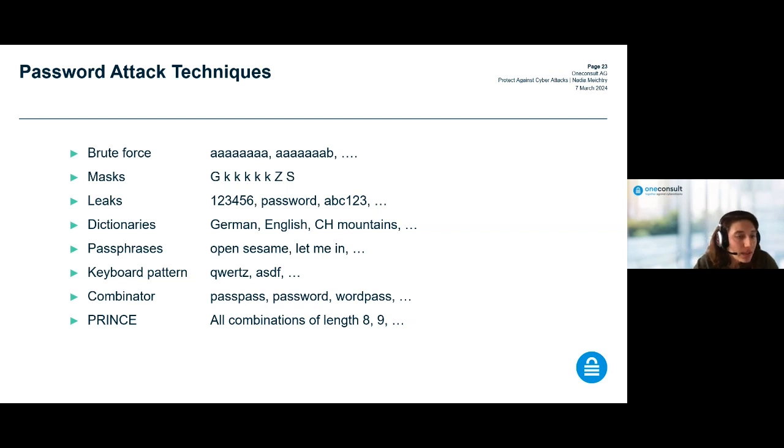And the last one here is PRINCE. It stands for probability infinite chain elements. This PRINCE attack uses an algorithm to try the most likely password candidates with a refined combinator attack. It creates chains of combined words by using a single dictionary. There are, of course, tools and scripts that can be used to automate such attacks, for example, Hashcat.